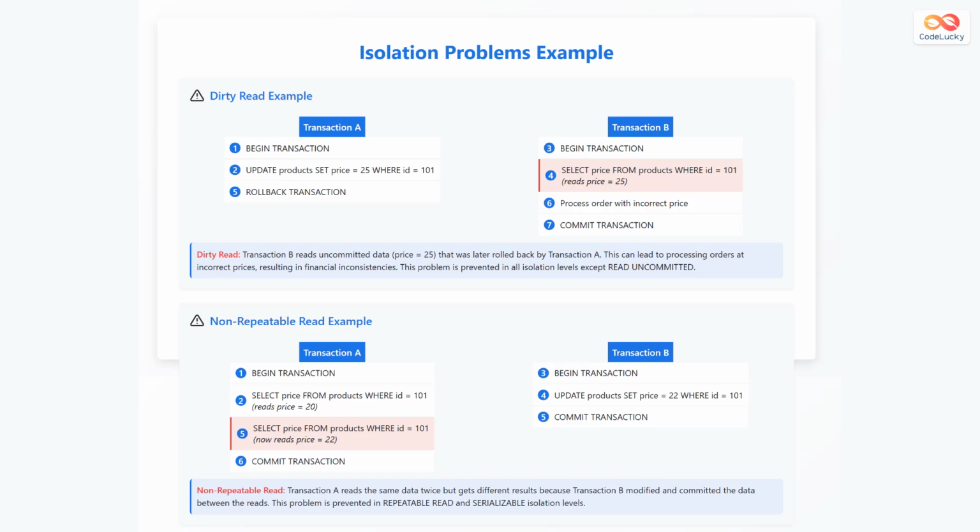In transaction B, we begin the transaction. Then we update the products table, setting the price to 22 where the ID is 101. Finally, we commit the transaction. Non-repeatable read: transaction A reads the same data twice but gets different results because transaction B modified and committed the data between the reads. This problem is prevented in repeatable read and serializable isolation levels.